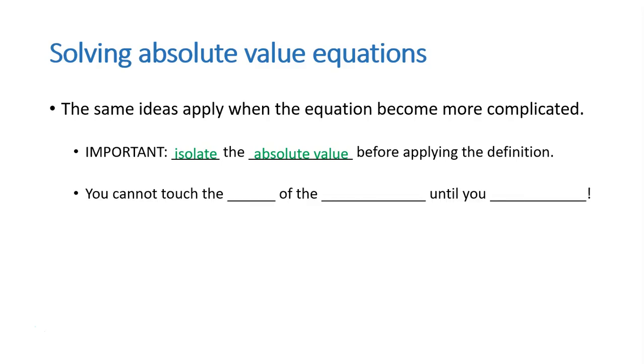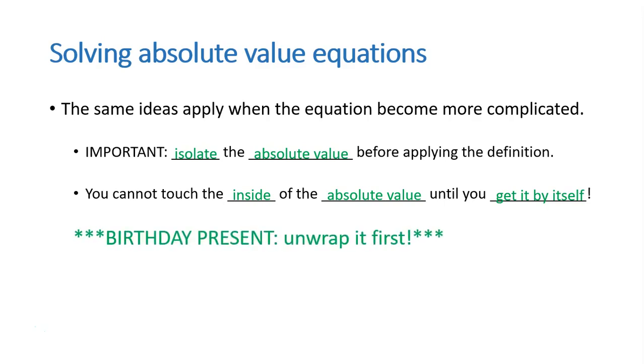Another way to think of this is you cannot touch the inside of the absolute value until you get it by itself. So my trick for remembering this particular idea is birthday present. It sounds really silly, but it'll help, I promise. With a birthday present, you have to unwrap it before you can get into the box and see what your present is. So think of what's inside of the absolute value as your gift.